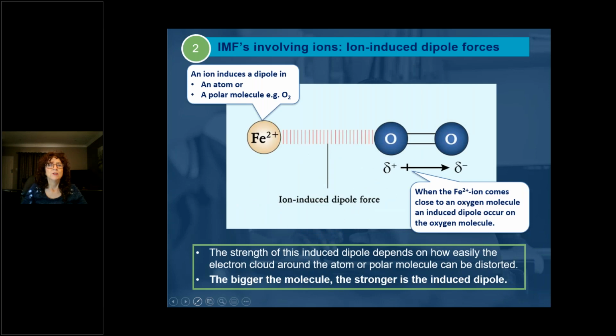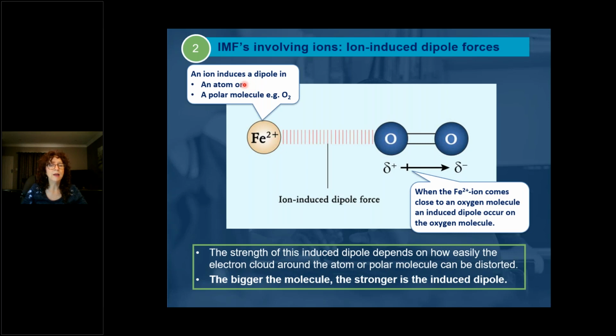Right. So an ion-induced dipole. Here we have oxygen. Now oxygen is a non-polar bond. It is a diatomic molecule in nature, so it's a non-polar bond. So there are no poles in oxygen. Right. So what is happening if we have a non-polar molecule and we have an ion? Here we have iron, that's a 2+ ion.